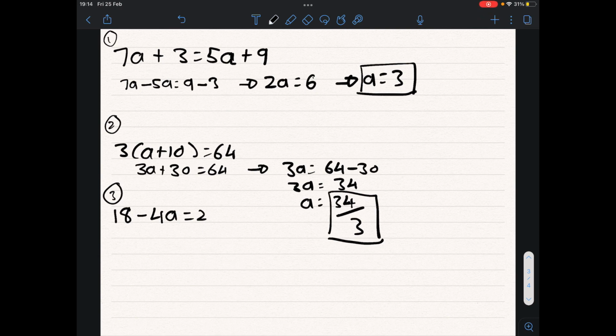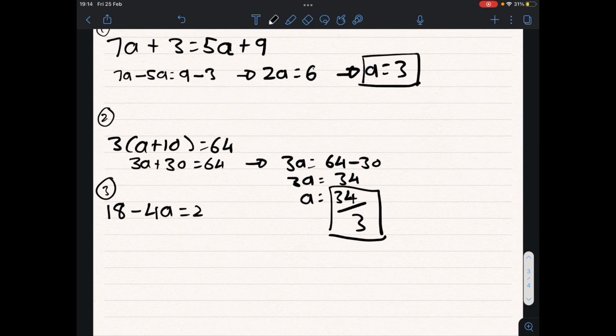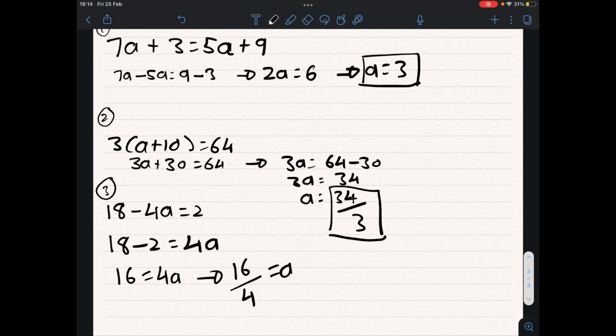Final question. To make our life easier, we'll put the a on the right hand side to make it positive. So 18 minus 2 equals 4a, so 16 equals 4a. 16 divided by 4 equals a, therefore a equals 4.